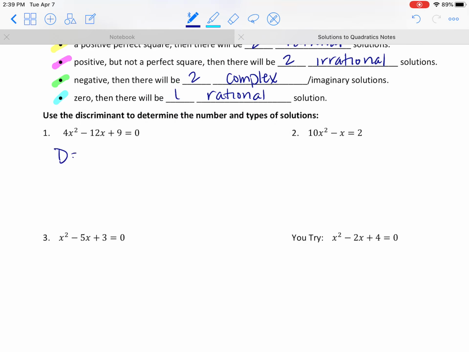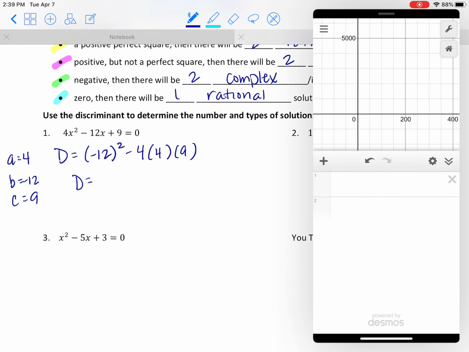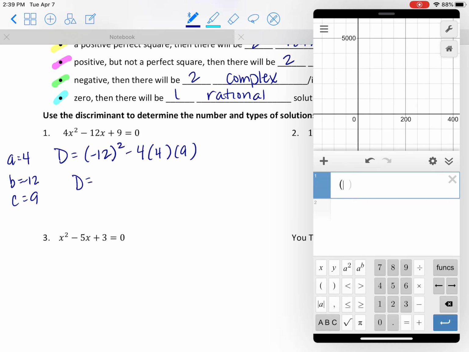So you could be asked, like in these situations, to determine the number and types of solutions. You don't have to go through all the solving process to know what the solutions will look like. You just need to calculate the discriminant. So the discriminant is b squared minus 4ac. Since it comes from the quadratic formula, you need to make sure you're in standard form, right? In this case, we are. A is 4, b is negative 12, and c is 9.